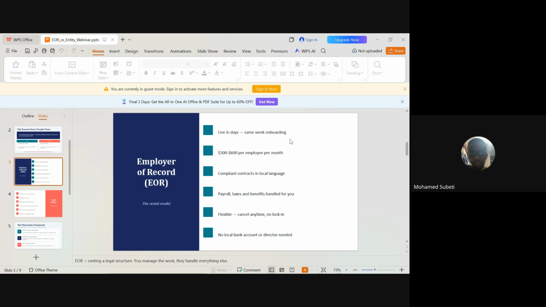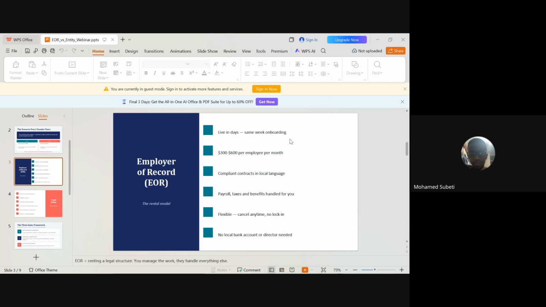An entity, also called a legal entity or subsidiary, means you're actually registering a company in that country. You become the legal employer. You own the payroll, the compliance, the HR. It's yours. And with that ownership comes power and responsibility. Setup takes anywhere from 3 to 9 months, depending on the country. The costs can range from $15,000 to $50,000 or more to establish, plus ongoing compliance costs. You need a local bank account, a registered address, and potentially a local director.